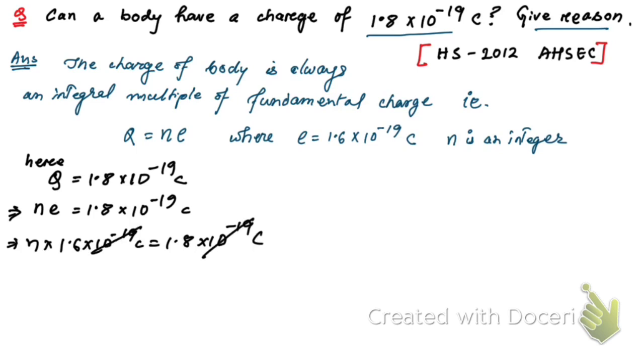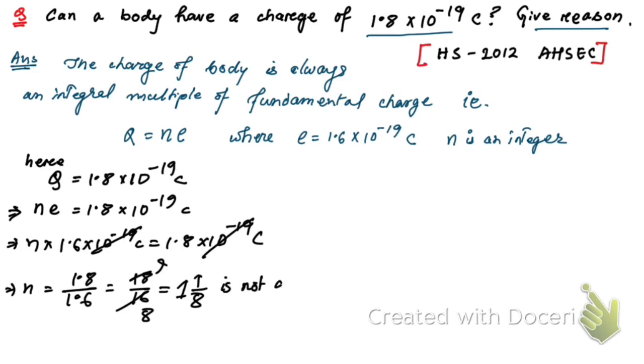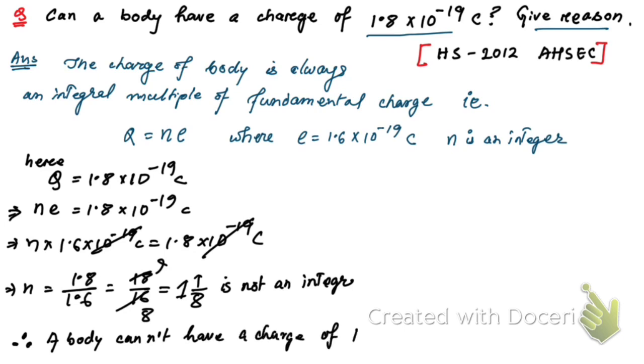So here 10 to the power minus 19 cancels. Now let's find the value of n, that is 1.8 by 1.6, which is equal to 18 by 16. Here 2 nines are 18, 2 eights are 16, so it's clearly 1 and 1 by 8, right? So it is a mixed fraction, it is not an integer. Therefore a body cannot have a charge of 1.8 × 10⁻¹⁹ coulomb, right?